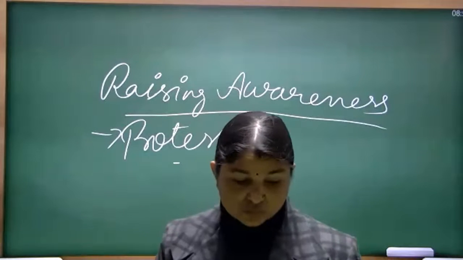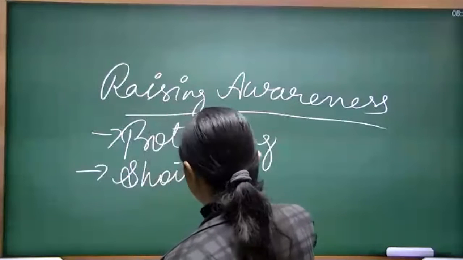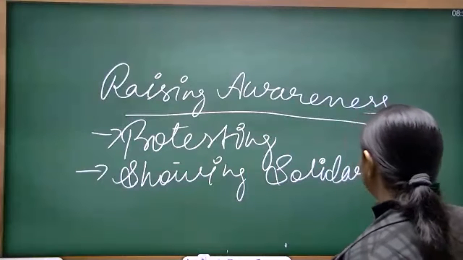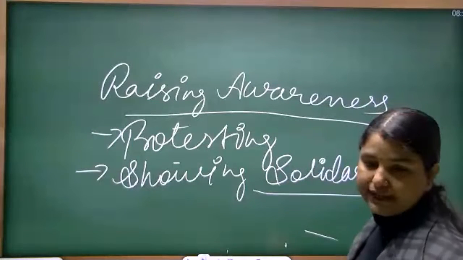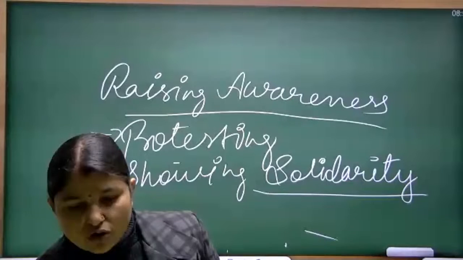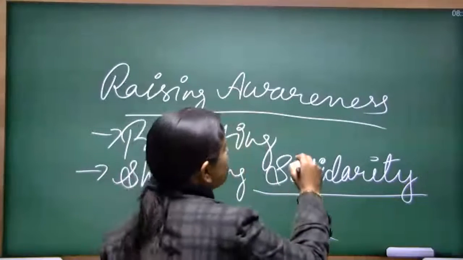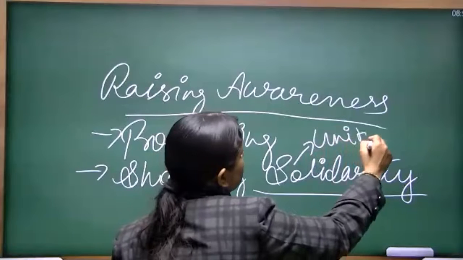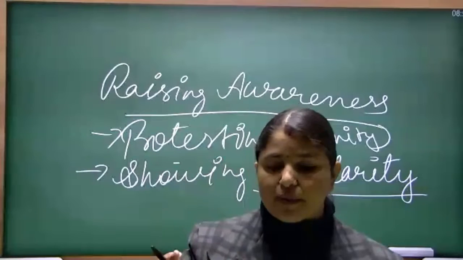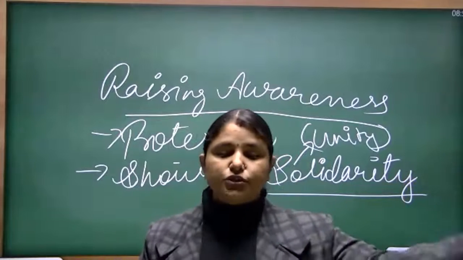Okay. And the last topic is showing solidarity. Showing solidarity. Solidarity means unity. So whenever any wrong thing is happening with anyone, at that time all of them will come together. They will show their unity. As you will see, whenever any rape cases or wrong type of murders are happening in the country, unity means ekjutta, when we all come together to raise our voice.